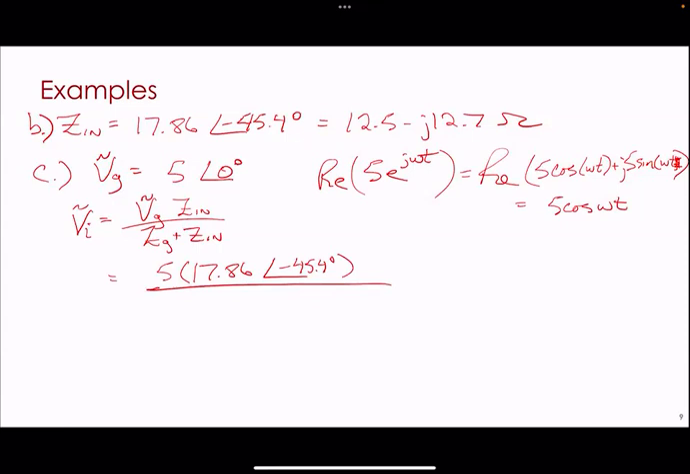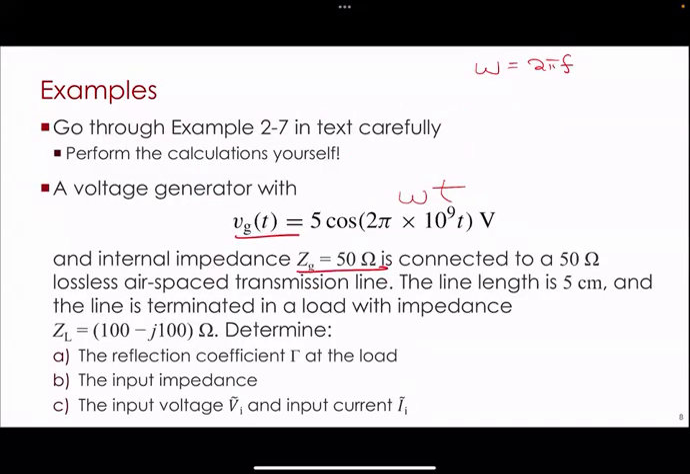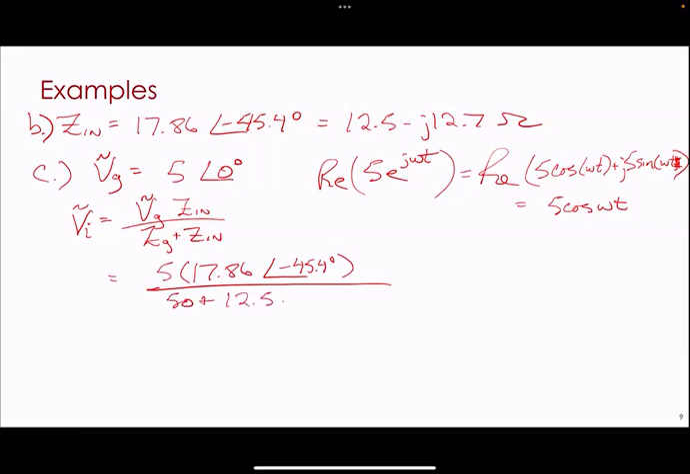And in the denominator, again, we have our Zin in both forms, but this time we're going to have to add Zg, which is given to us as 50. So we'll do it in the rectangular form here. So it'll be 50 plus 12.5 minus j12.7. From here, it would be 5 times 17.86 angle minus 45.4 degrees, you could multiply that out if you wanted to. And in the denominator, it'll be 62.5 minus j12.7. And then you convert that to polar and you'd get something like 63.78 angle minus 11.49, something like that.